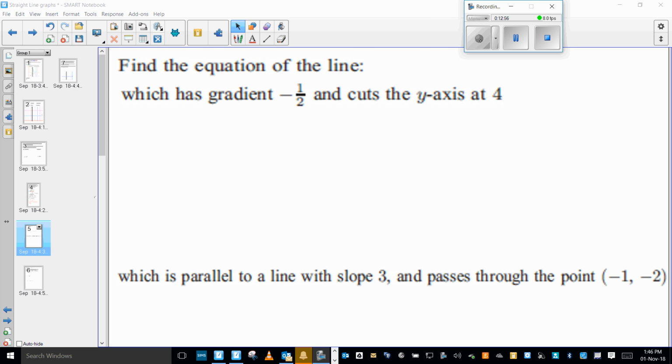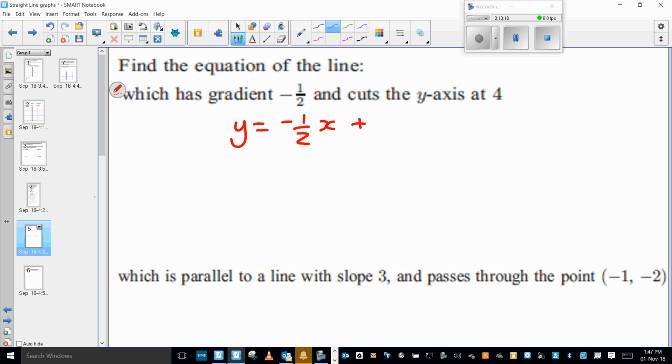Okay, next one. This has a gradient of negative 1/2 and cuts the y-axis at 4. So we've got our gradient, so we can start off our equation as y equals, plus 4. Oh, check you out. You went straight for it. How do you know it was plus 4? That's the y. Nice.